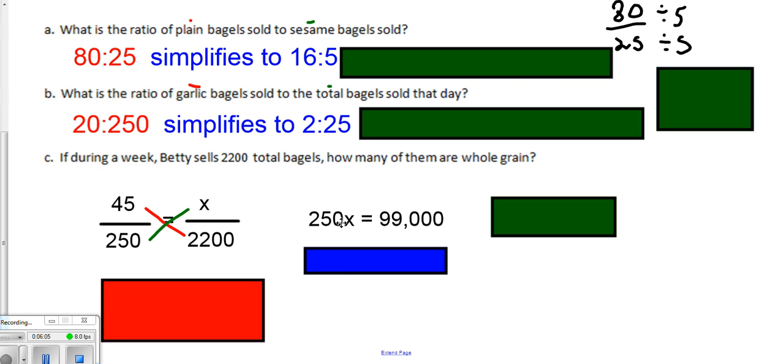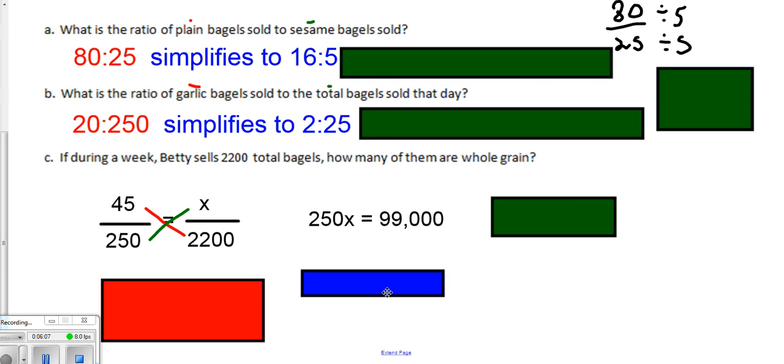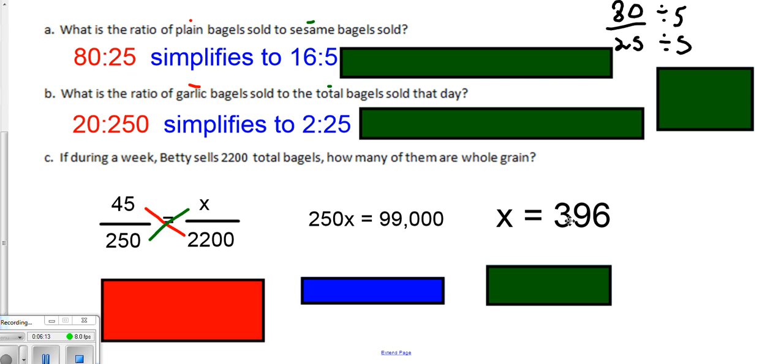That'll come out to 250x equals 9,999. We can divide both sides by 250 to get x alone, and we'd find out that x equals 396. So we would say there are 396 whole grain bagels sold in 1 week.